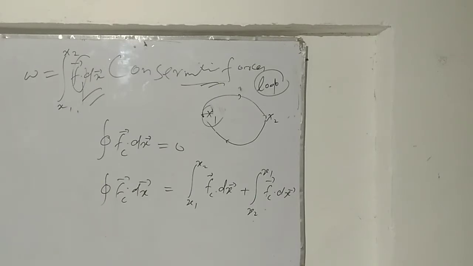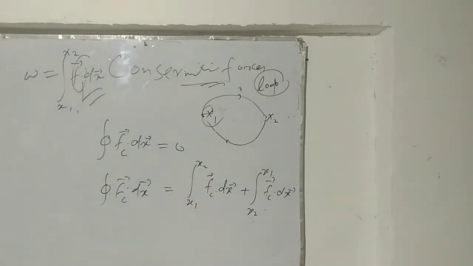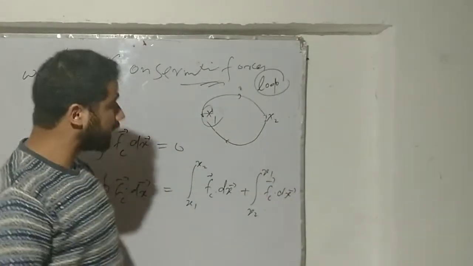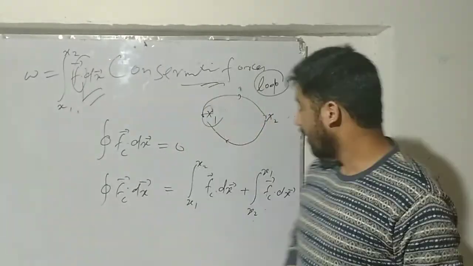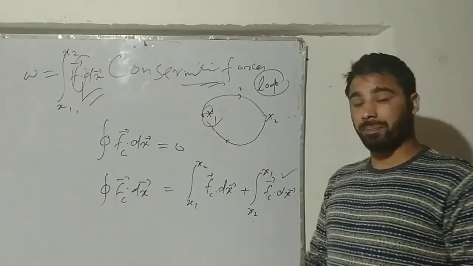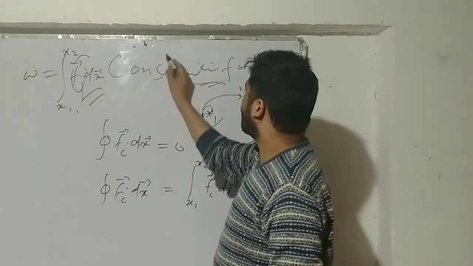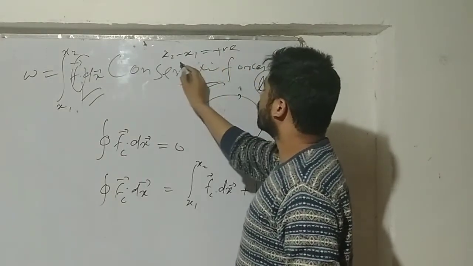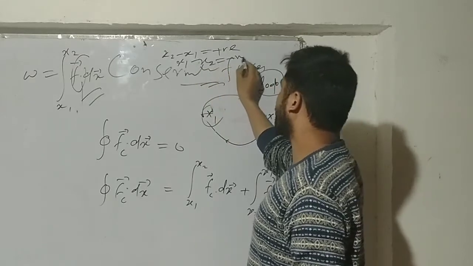Look, if I do one thing, I will change the limits of the second integral. The second integral goes from x2 to x1. For the second integral, x2 position is my lower limit and x1 position is the higher limit. And we are specifically talking about the second integral now. Now what I can conclude here is, if x2 minus x1 is positive, definitely x1 minus x2 will be negative. Okay.